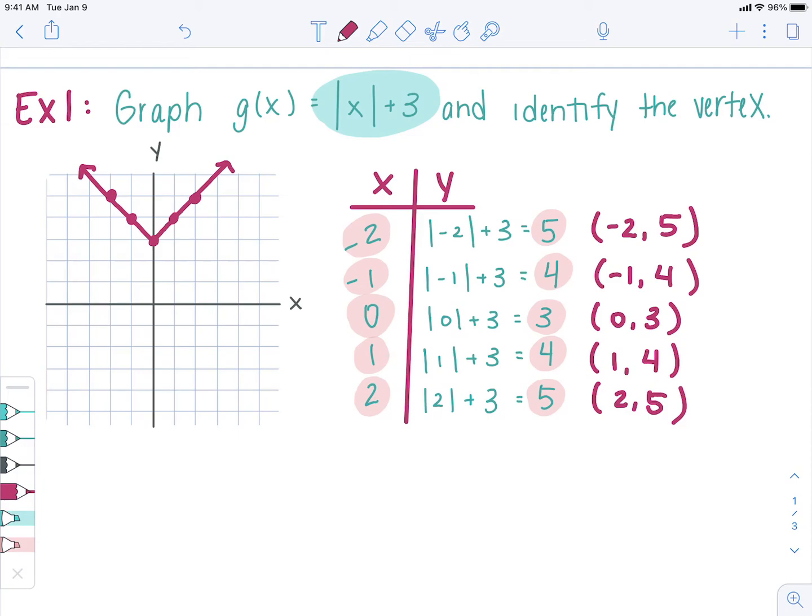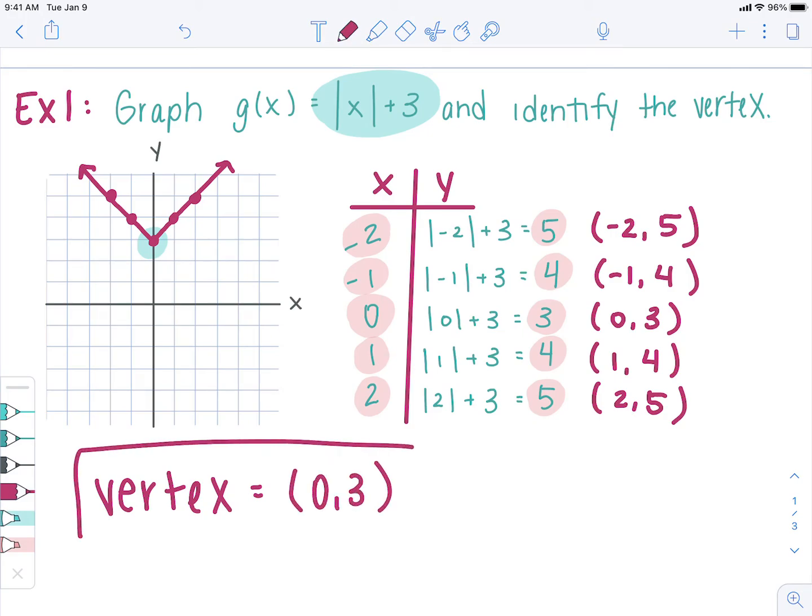So if I asked you, because we also had to identify the vertex here, right? If they asked you to identify the vertex, they just want the coordinate of the vertex. So what's my coordinate here? 0, 3, right? I went over 0 and up 3. So I would say my vertex is at 0, 3.